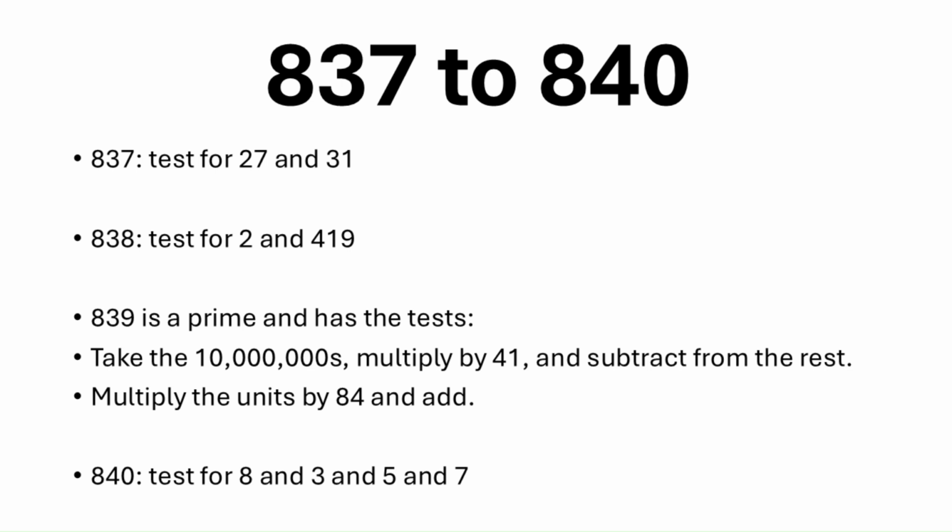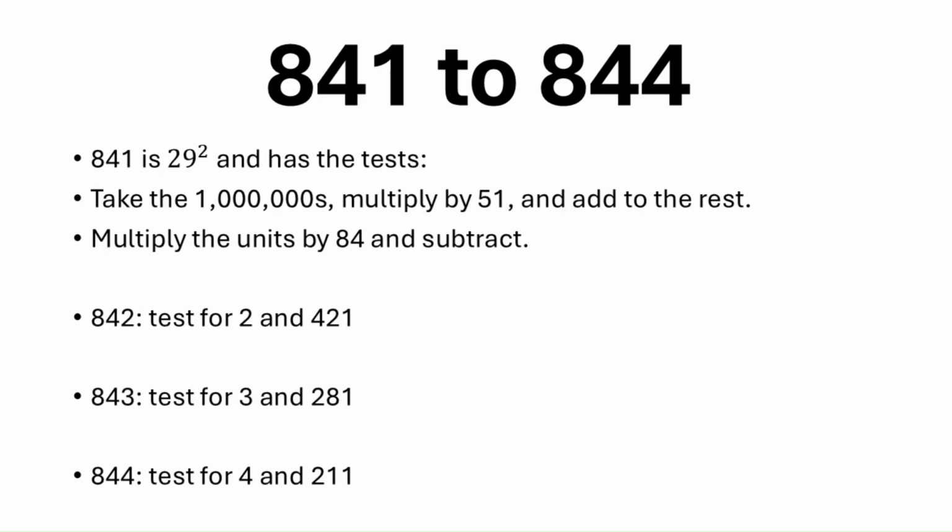Multiply the units by 84 and add. 840, test for 8 and 3 and 5 and 7. 841 is 29 squared and has the tests. Take the 1 millions, multiply by 51, and add to the rest. Multiply the units by 84 and subtract. 842, test for 2 and 421.